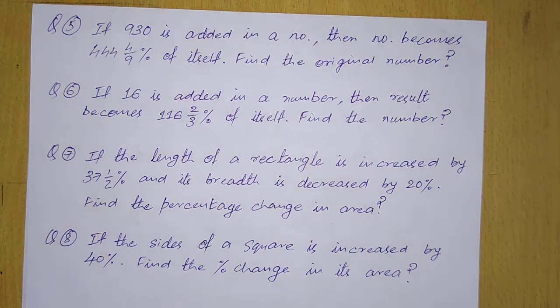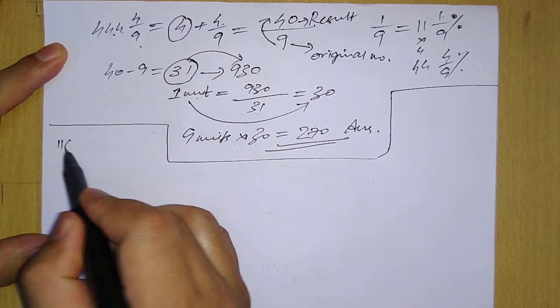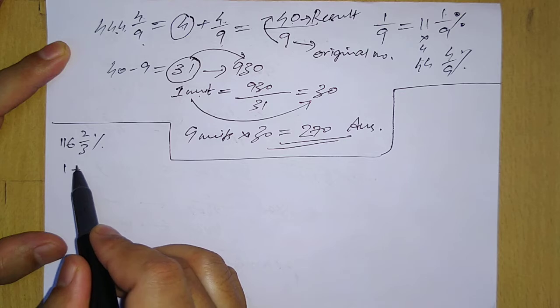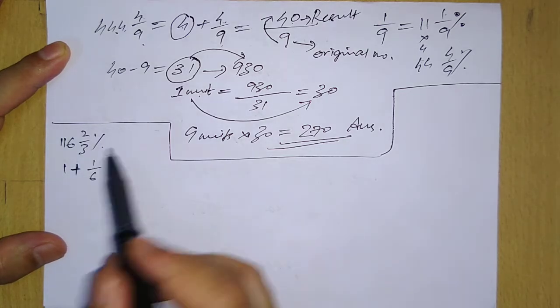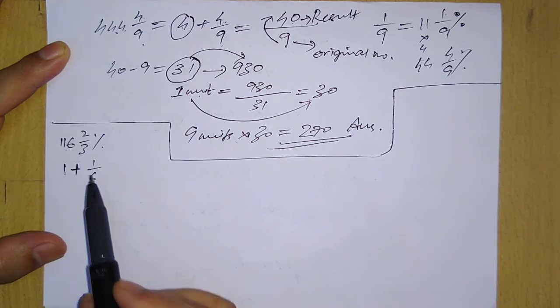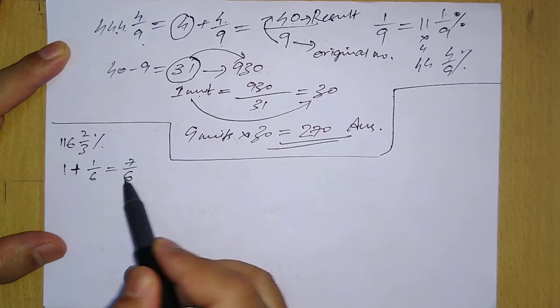Question number 6. If 16 is added in a number, then result becomes 116 2 by 3% of itself. Find the number. So 116 2 by 3% can be written as 1 plus 16 2 by 3%, which in fraction is 1 by 6. So 100 is 1 and 16 2 by 3% is 1 by 6. So this will give us 7 by 6.